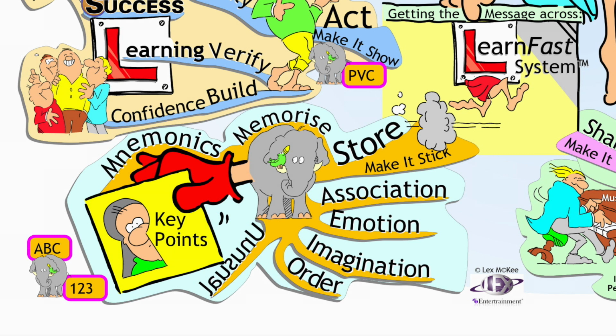And I thought, surely that's enough. But it isn't enough because there's so much that's going to flood into their lives after the learning experience. So we have to make sure we make it stick. We make the learning sticky. So the next phase is store. And you can see on the mind map here how I use association, emotion, imagination, order, and the unusual to make it sticky.